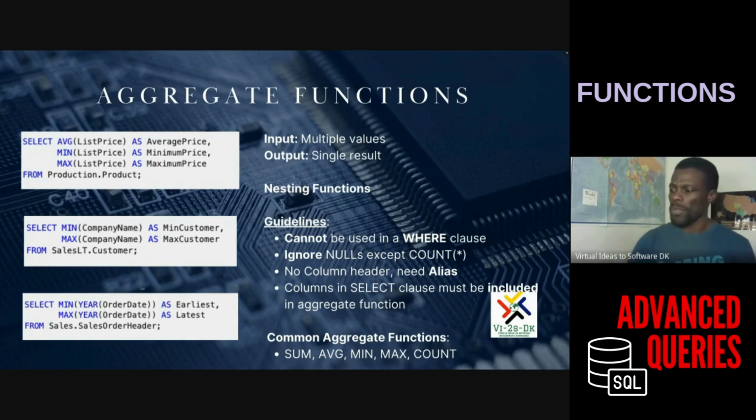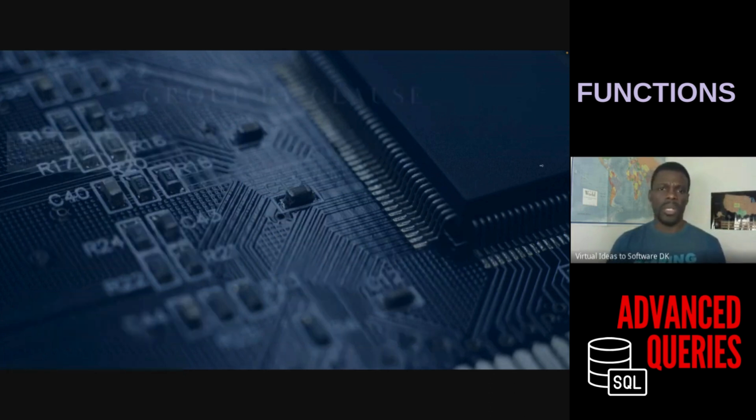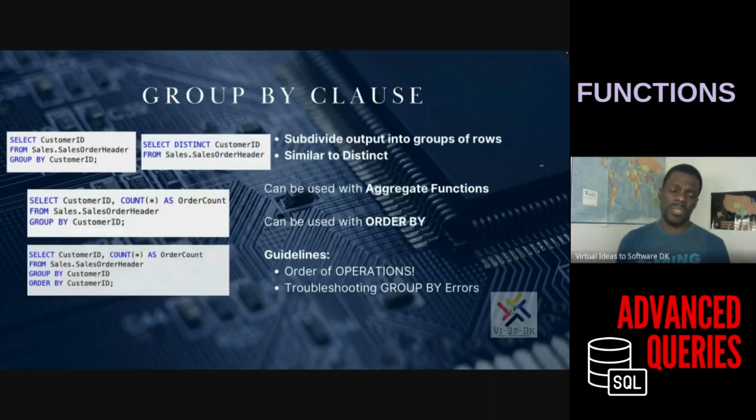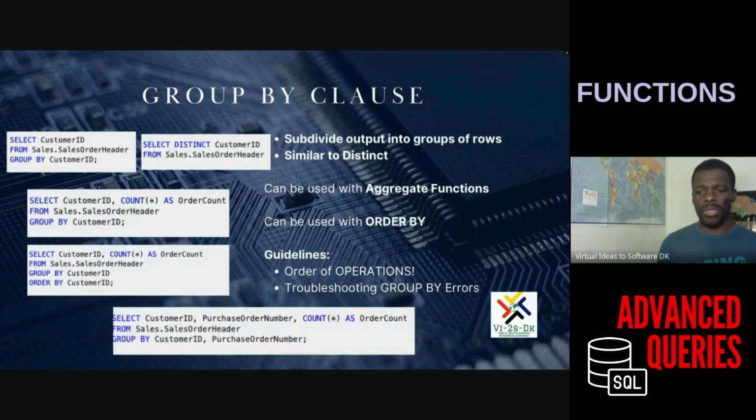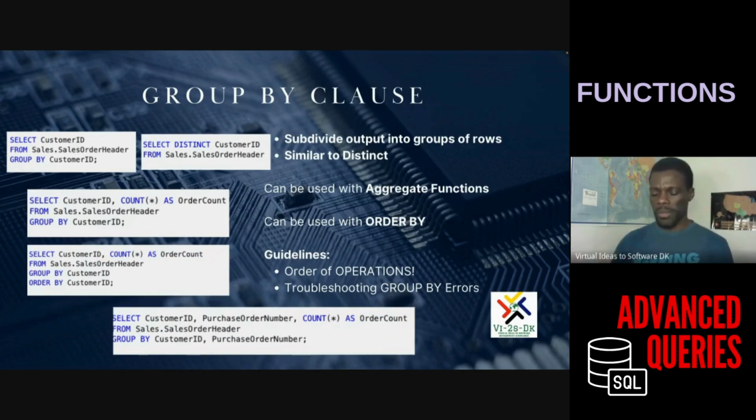All right, very good. Now, following our aggregate functions, it's always a good idea to group your content. Think of a pivot table when you have those different groups. A group by clause is used to subdivide your output into groups of rows. It's very similar to a distinct, as you see at the top here. If you select just a customer ID from your sales order header table and use the group by clause, it is pretty much the same as just saying select distinct customer ID.